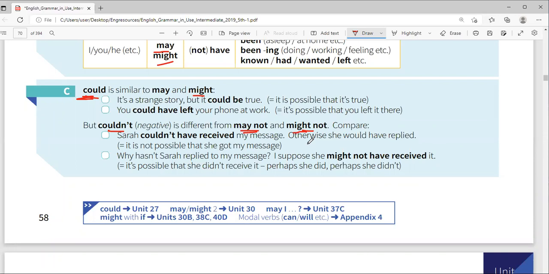Why hasn't Sarah replied to my message? I suppose she might not have received it, okay? She might not have received it. Meaning it's possible that she didn't receive it. Perhaps she did. Yeah, you are not sure. Perhaps she did not. But here it is strictly, it's not possible that she received the message. So can you see, with couldn't, you're sure. You're not doubting. But this one here, might not have received, it's like 50-50. Well, maybe she received, maybe she didn't receive. I don't know.